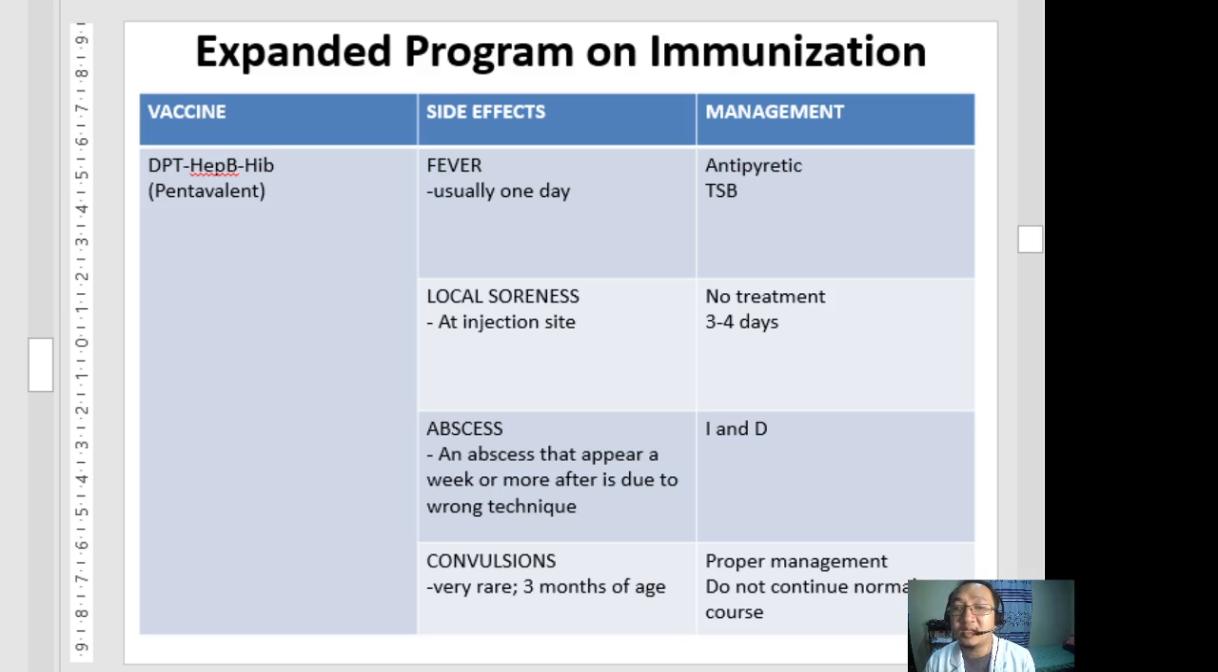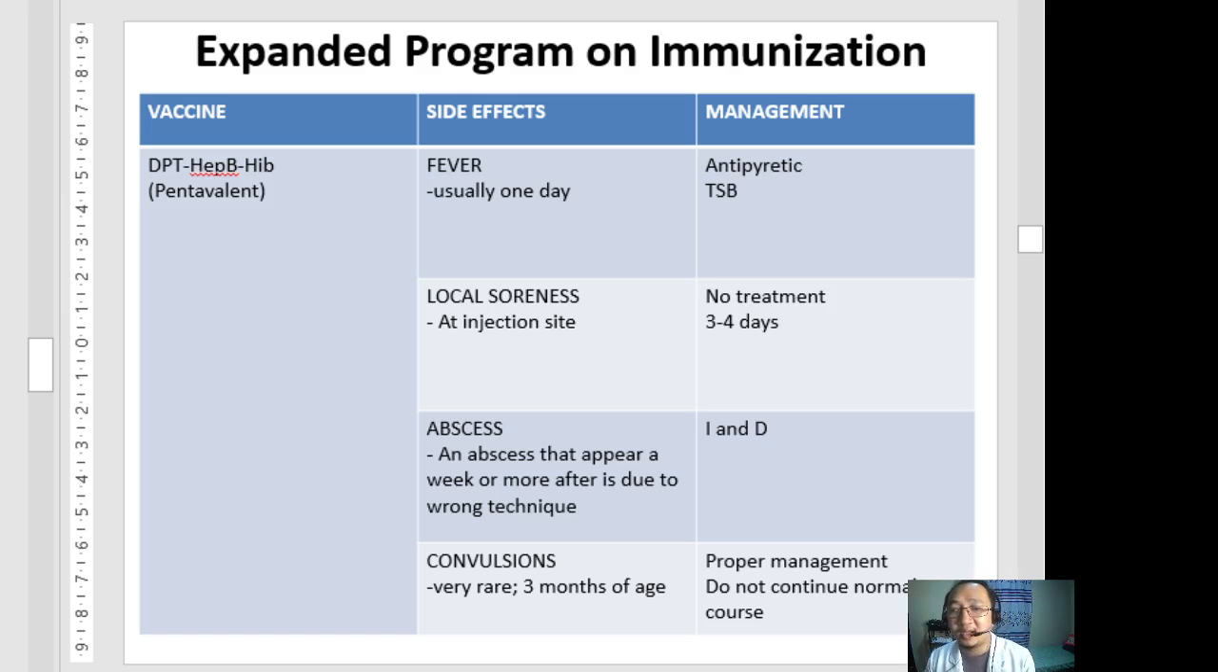Then you have your DPT, Hep B, HIB, or your pentavalent vaccine. Common side effects are fever, usually a day after vaccination, and management here is antipyretics and TSB. Usually there are no really special treatments or management when it comes to side effects of vaccines. Another one is local soreness or swelling, in other references at the injection site, with no treatment again. Usually it lasts for 4 days.